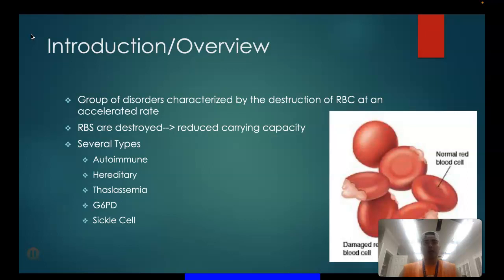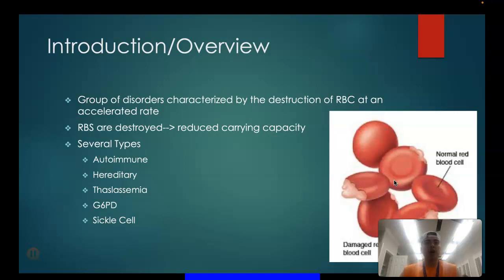This condition can occur due to various underlying causes, including inherited genetic defects, autoimmune reactions, infections, medications, or even exposure to certain toxins. So in a healthy individual, you can see a normal red blood cell right here. These blood cells have a lifespan of about 120 days before they're naturally removed from circulation by the spleen. However, in hemolytic anemia, red blood cells are prematurely destroyed, leading to a decreased lifespan and an insufficient number of functional red blood cells in the bloodstream.